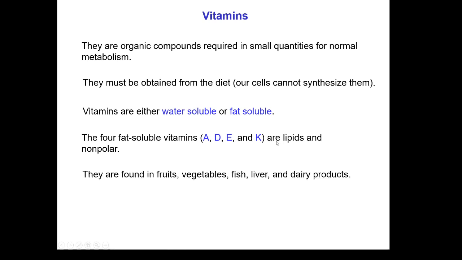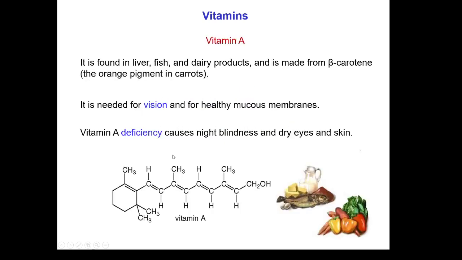Okay, where do we get them from? A, D, E, and K: fruits, vegetables, fish, liver, dairy products. Any excess vitamins we intake are stored in our adipose tissue to be used for later when needed. So, vitamin A is found in liver, fish, and dairy products, and made from beta-carotene.